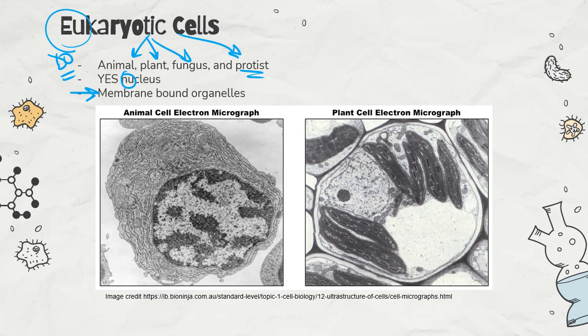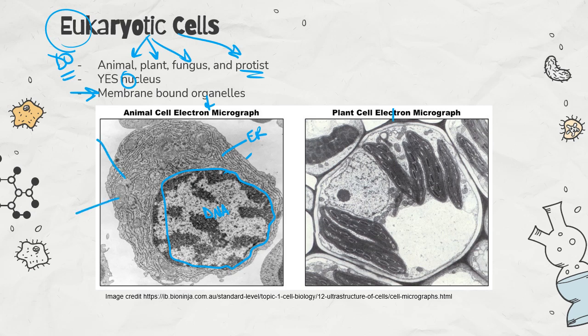So animal cell here, we've got a nucleus. There's a nuclear membrane enclosing the nucleus. DNA in the nucleus. We've got some endoplasmic reticulum. We've got a cell membrane. We've got lots of cytoplasm. There are some mitochondria here.